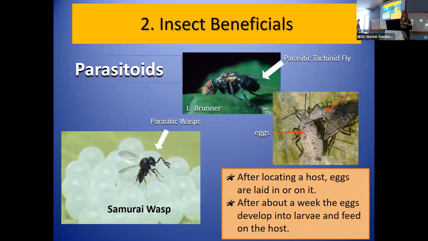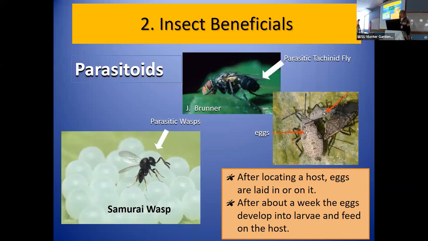An example of a parasitoid is the samurai wasp, which you can see right here. This samurai wasp is used in biological control of the brown marmorated stink bug. Now, she is only going to live to be about 10 days, that's her lifespan as an adult, but in that time, she will lay 100 eggs into brown marmorated stink bug eggs. Those samurai wasp eggs will hatch, the larvae emerge, and they will feed and kill those stink bug eggs.